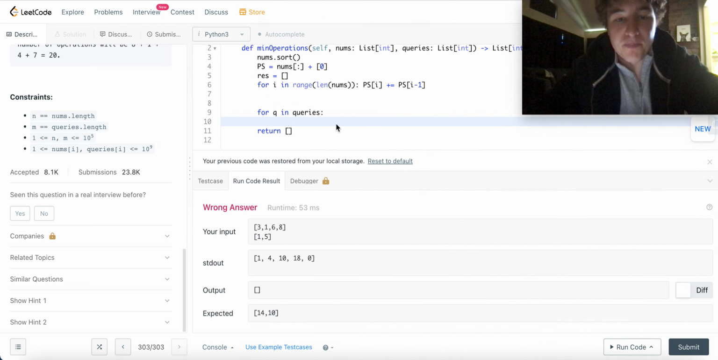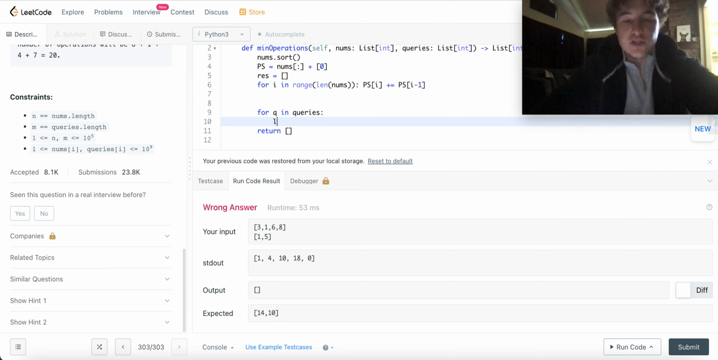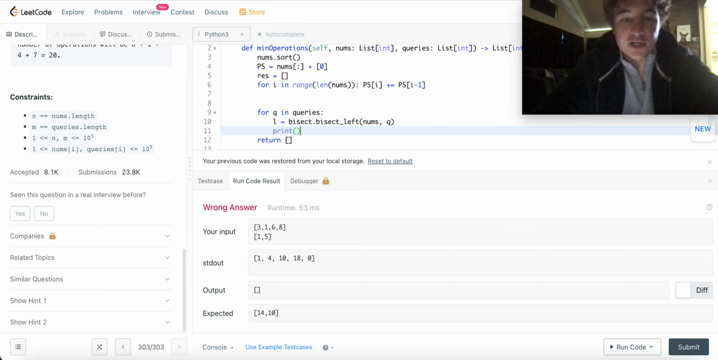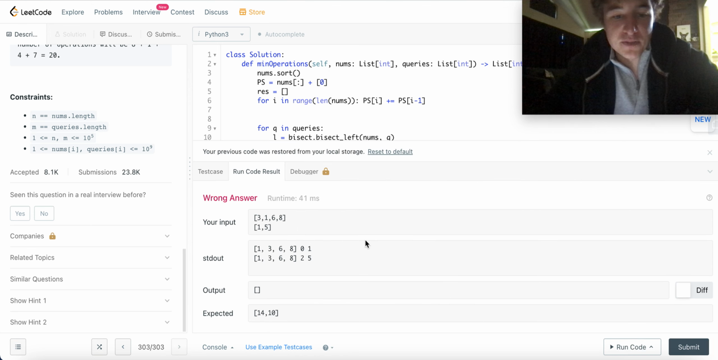So we're going to use the bisect library. The bisect library essentially allows you to find where this element would go if the list was sorted, so that would be the number of elements to your left. So if you said bisect.bisect_left, we're going to bisect nums and we're looking for the value query. So here, I'll just show you how this works. If we had nums and then the L value for the query, just so you can see what's supposed to be happening here.